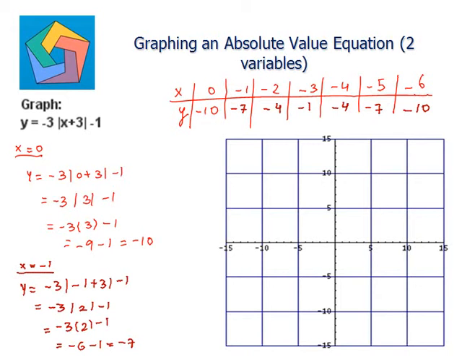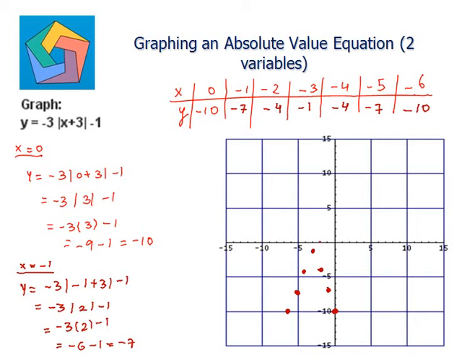I have 0, minus 10; minus 1, minus 7; negative 2, negative 4; negative 3, negative 1; negative 4, negative 4; negative 5, negative 7; negative 6, negative 10.